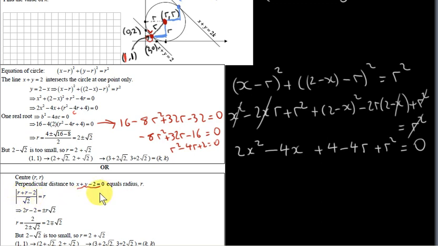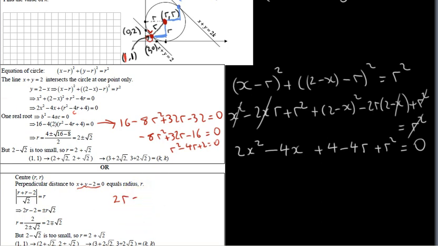If the quantity inside is positive, we can just ignore the magnitude lines and write 2r minus 2 over root 2 equals r, and just solve this equation. That's if what's inside is positive. You just drop those lines. So that's one equation leading us to one value of r.